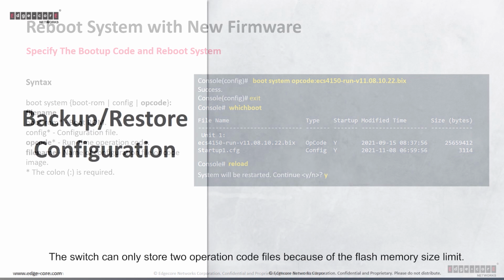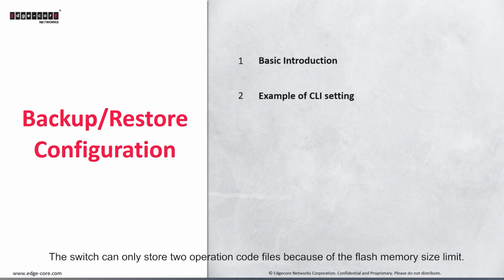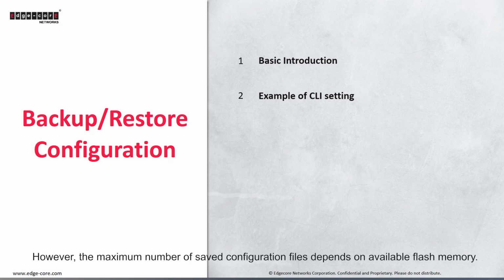The switch can only store 2 operation code files because of the flash memory size limit. However, the maximum number of saved configuration files depends on available flash memory. The amount of available flash memory can be checked by using the dir command.